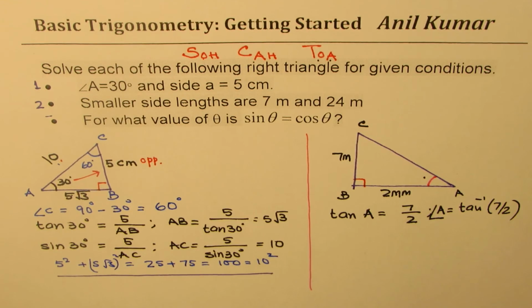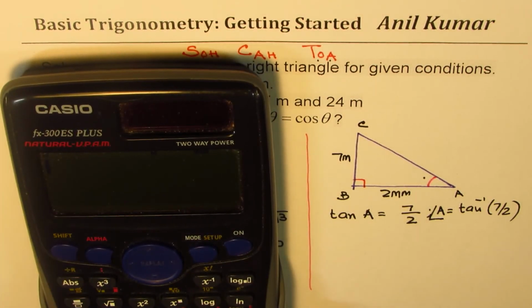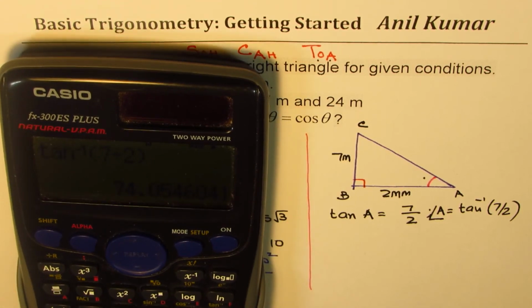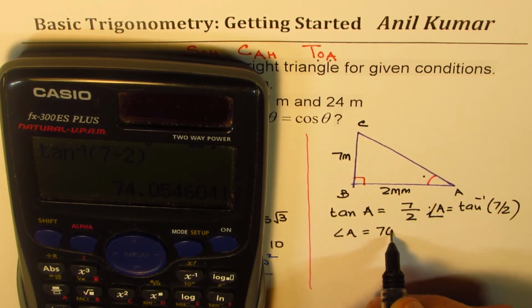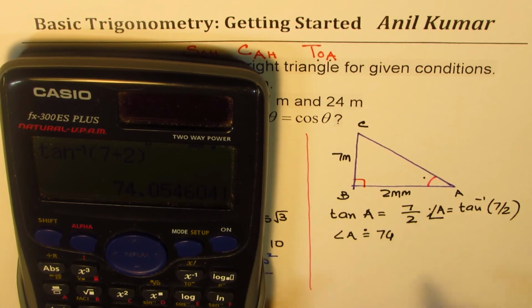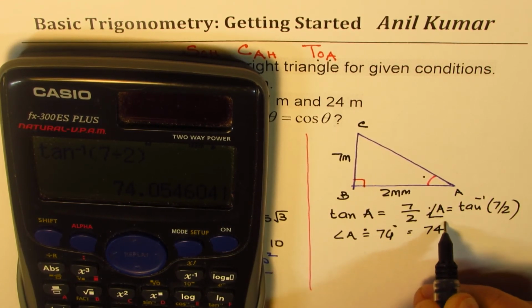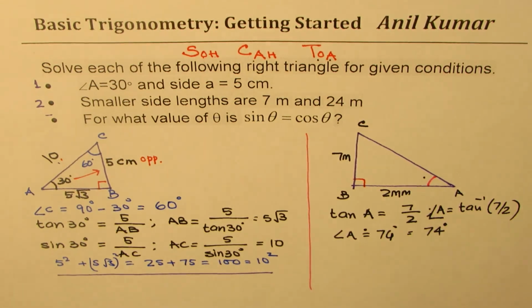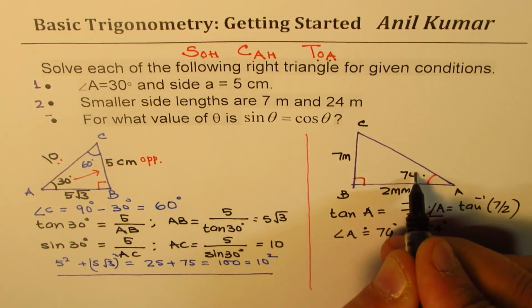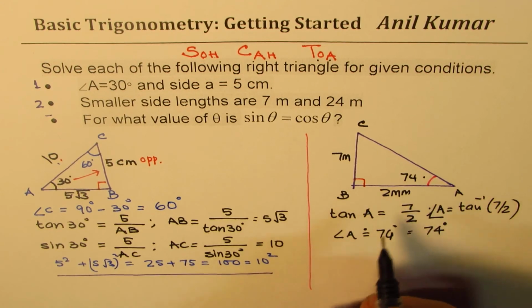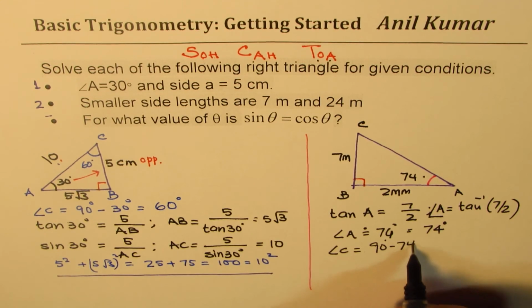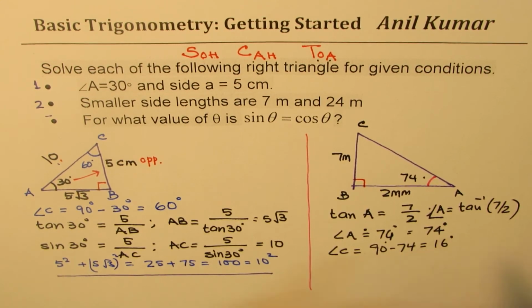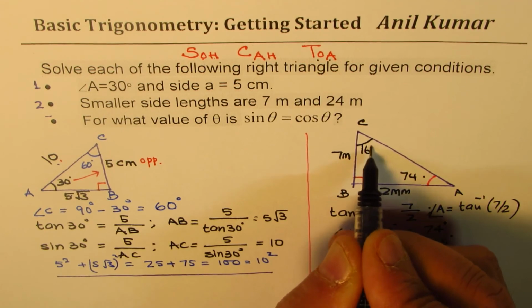So let's figure this out. We have shift tan, that gives me tan inverse. 7 divided by 2, bracket close, equals, we get angle A as equal to 74.05, right? So we'll just write 74 degrees. Perfect. So once you know one angle, which is 74, we know the other one, 90 minus 74. So angle C is equal to 90 degrees minus 74, correct? Which is 16 degrees.